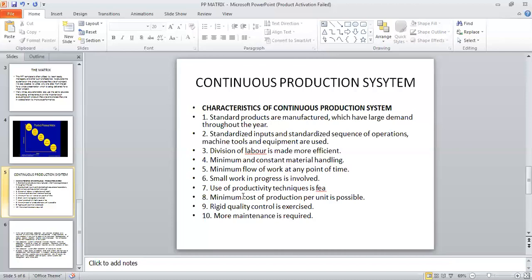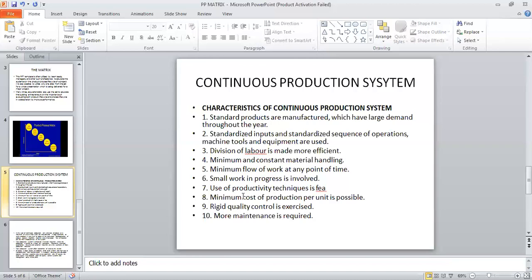Whenever we talk about continuous production system, it means that we focus on volume rather than on variety. So there are two aspects: volume versus variety. Here in the continuous production system, we just focus on volume rather than on variety. But in this system, because of the rigidity, the system is not flexible at all. So more maintenance is required.